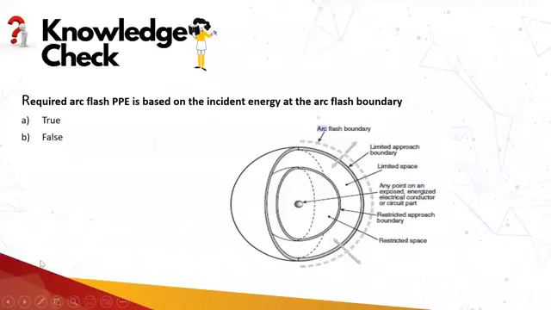Right. Any further questions on this one? Okay, let's do one question and then we will close the session for today. The required arc flash PPE is based on incident energy at the arc flash boundary. What's your opinion on this one?